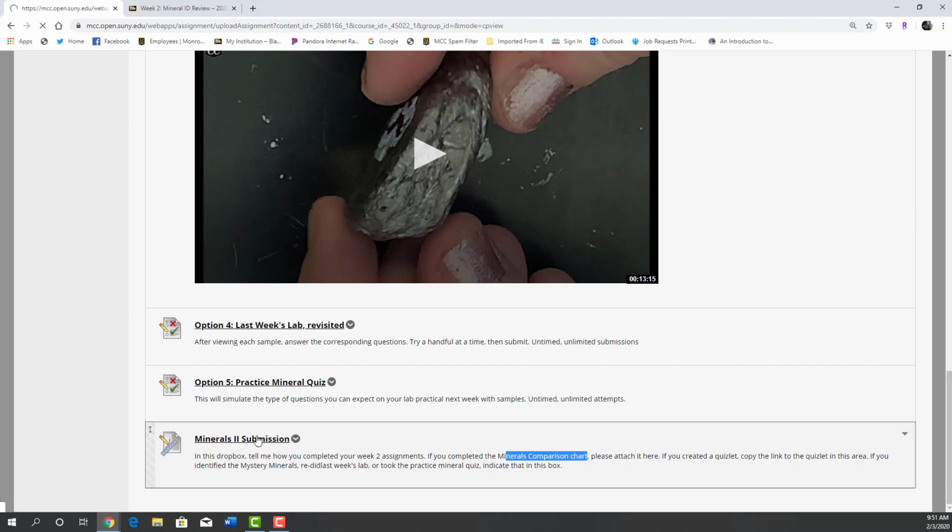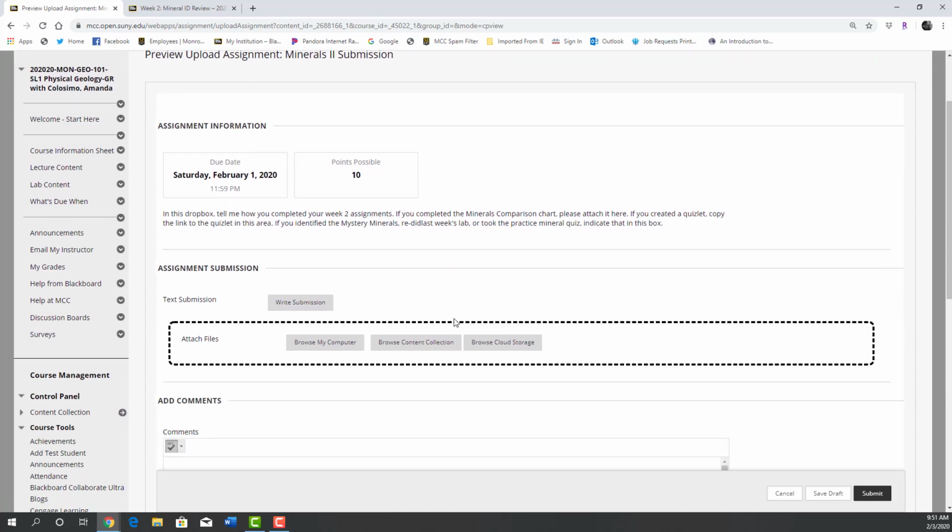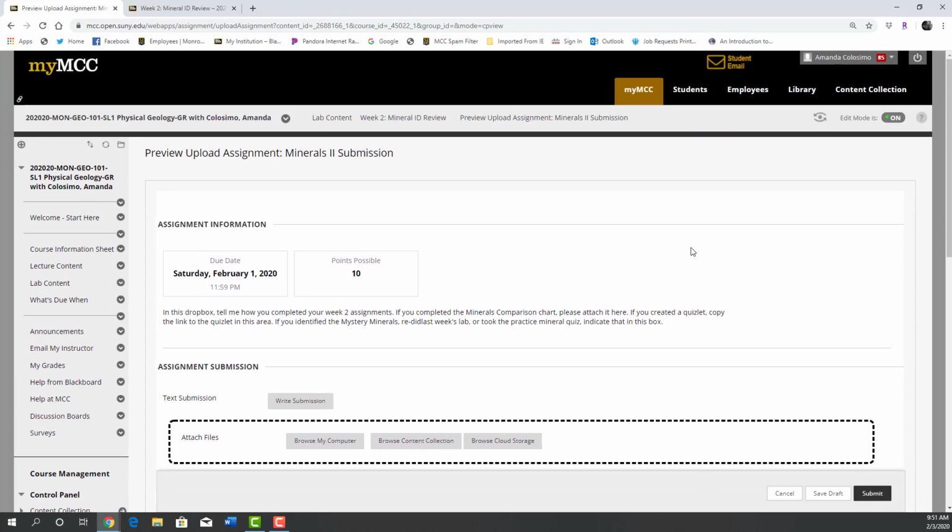So you'll click here, and basically you can either write a submission and tell me what you did, or you can attach files if you want me to look at those. I will edit the date for this before I update it, and then you just submit it and you're good to go. So that basically is a quick overview of what you can expect next week and how you can prepare for it this week.